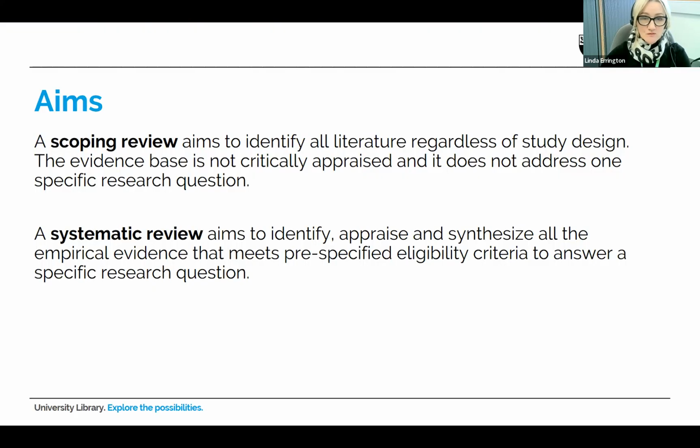So let's start with the overall aims. A scoping review aims to identify all of the literature regardless of study design. The evidence base isn't critically appraised and it doesn't address one specific research question necessarily. On the other hand, a systematic review aims to identify, appraise and synthesize all of the empirical evidence that meets pre-specified eligibility criteria and answers a very specific research question.